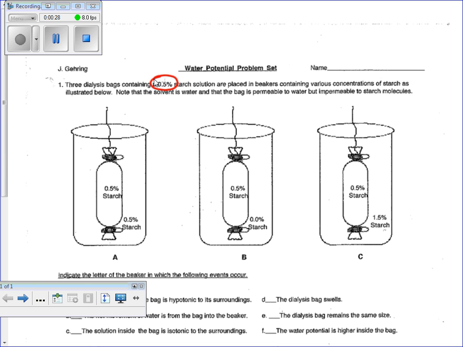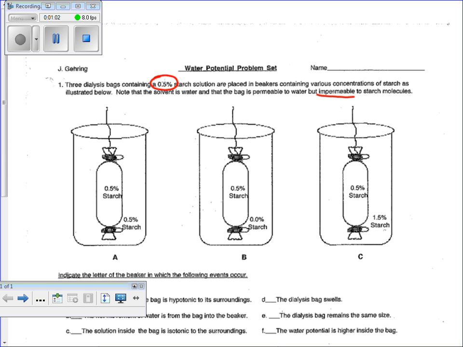So in this case, all sort of opposite of what you did in lab, all the dialysis tubes have the same internal environment. We're changing the external environment, more like what we did with the potato cores. Note that the solvent is water and that the bag is permeable to water but impermeable to starch molecules, which means what? Starch is not capable of passing in or out of the tube. All right? So in the first scenario, you got 0.5% inside, you got 0.5% outside.